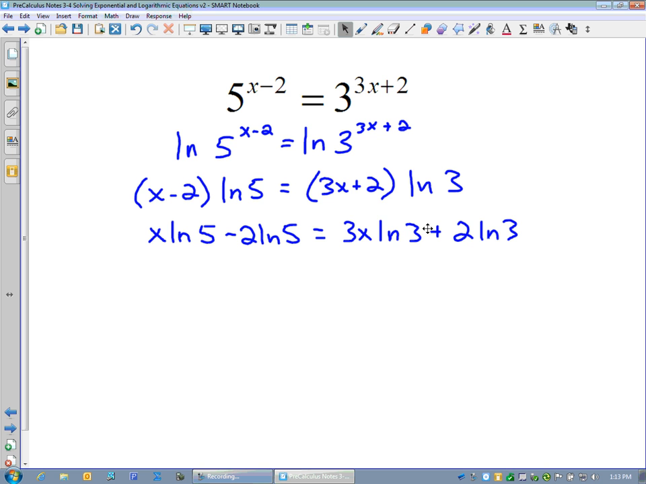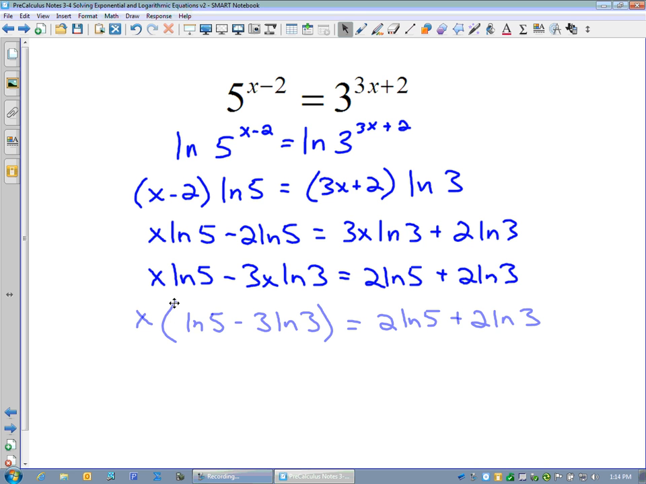So if I move the 3x natural log of 3 to the left, then it becomes a minus. If I take the minus 2 natural log of 5 and move it to the right, it becomes a plus. And this is my new equation. Every term on the left has x in it. Every term on the right does not have x in it. So since every term on the left has x in it, that means x is common to each term. Therefore, we can factor it out.